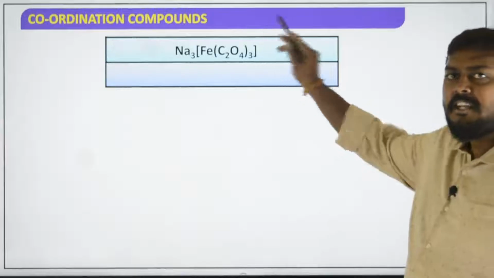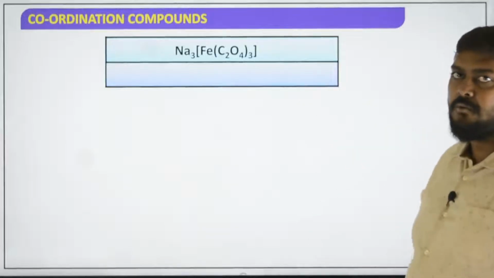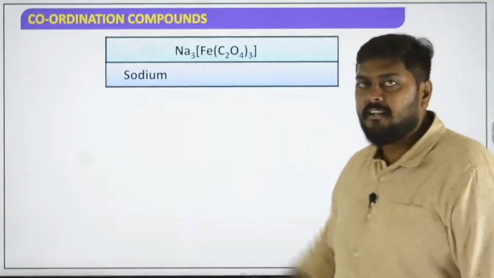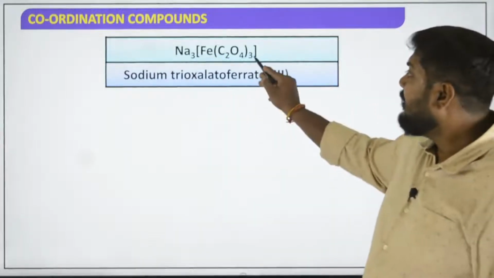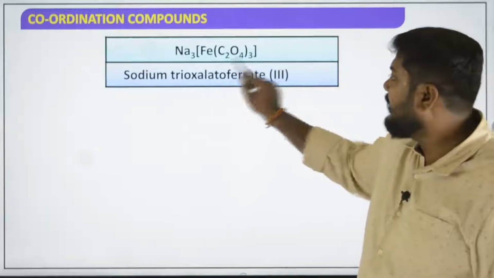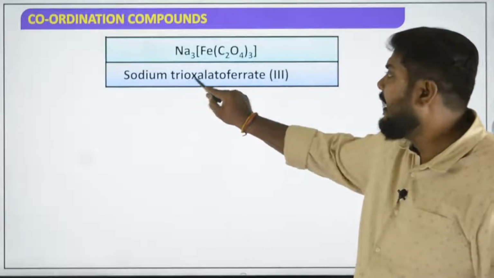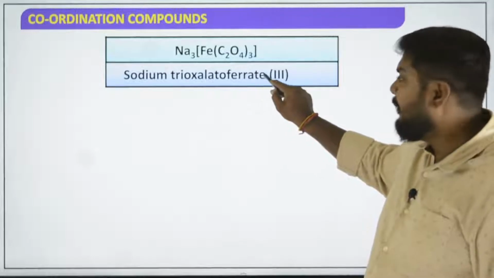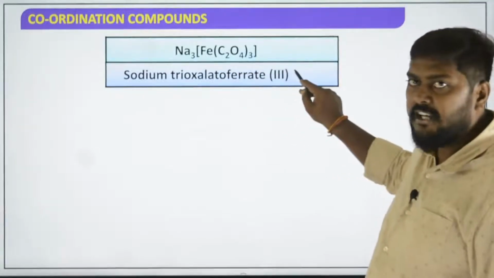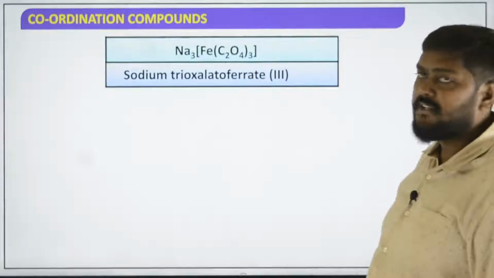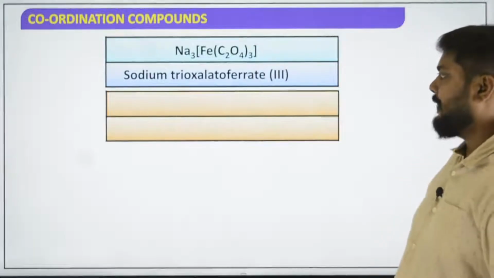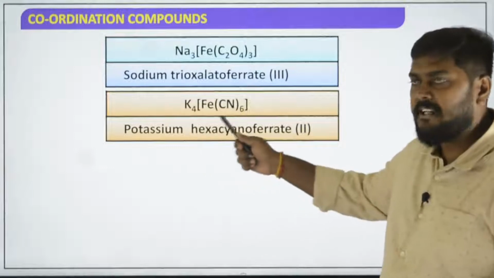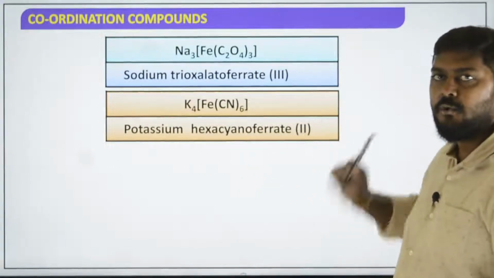Na3[Fe(C2O4)3]. In this, C2O4 is a bidentate ligand, as we all know. So Na3 is sodium, and you have 3 oxalato. So 3 will be used as the Greek prefix, trioxalato. This is also an anionic complex, so ferrate, and the oxidation state of this complex will be 3, mentioned with Roman numerals. Next one, K4[Fe(CN)6]. As we all know, potassium hexacyanoferrate(II), right?